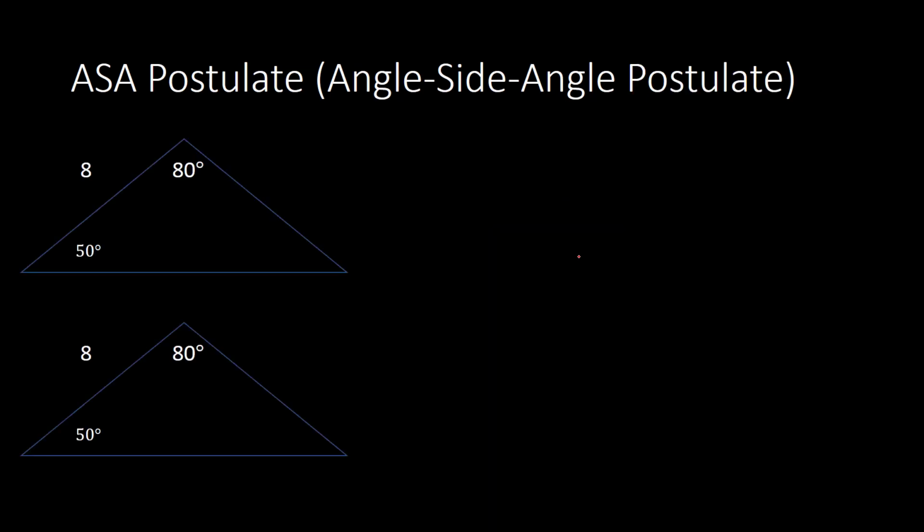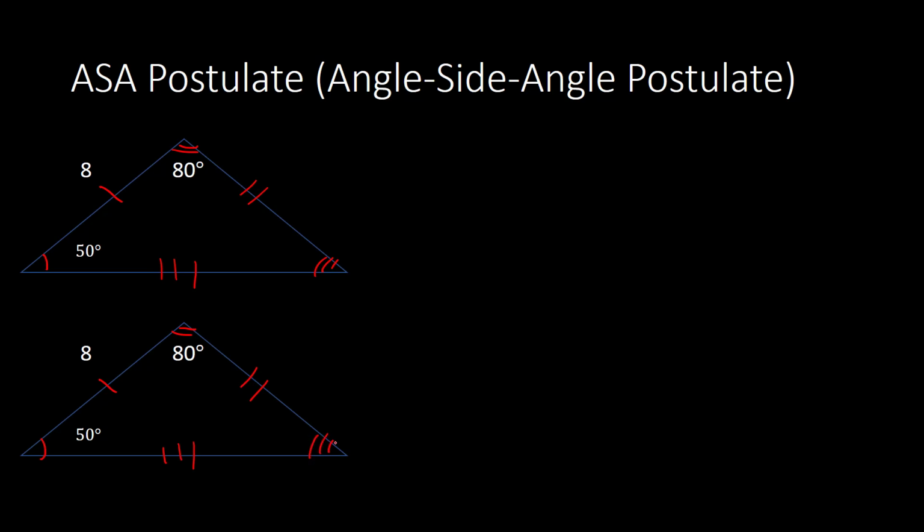Here's an example with actual numbers. Notice we have a 50-degree angle that's congruent to this 50-degree angle, a side congruent to this side, and then this 80-degree angle congruent to this 80-degree angle. So therefore, because we have an angle, side, and angle congruent to an angle, side, angle, where the side is in between the two angles, then we can conclude that we have congruent triangles. And therefore, the other side on the right would be congruent, and then the sides on the bottom would also be congruent, and then this third angle over here would be congruent to this third angle.